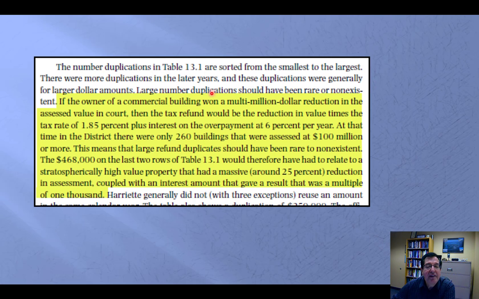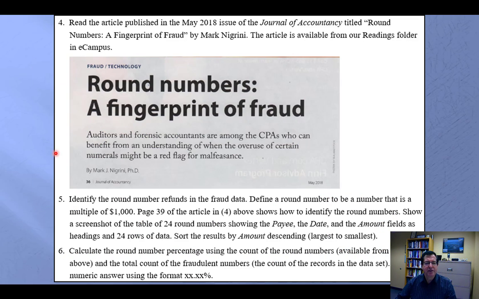The round numbers are highly unlikely. If the owner won a reduction in the assessed value, it would be that reduction times the tax rate plus interest. There weren't that many buildings that were assessed for 100 million or more. You can pause and read that situation. Round numbers should have been few and far between.